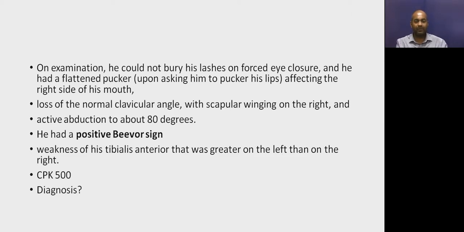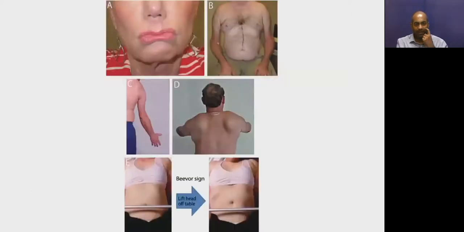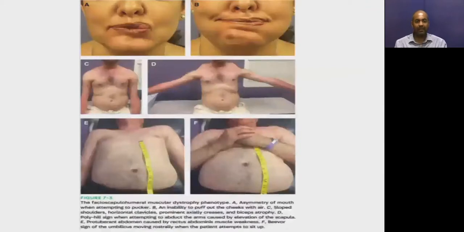So what is the diagnosis? This is a classical finding in a muscular dystrophy called facioscapulohumeral dystrophy. Facial muscle is involved, periscapular muscle is involved, distal leg muscles are involved, and most of them can also have abdominal muscle involvement. We can have a positive Beevor sign.